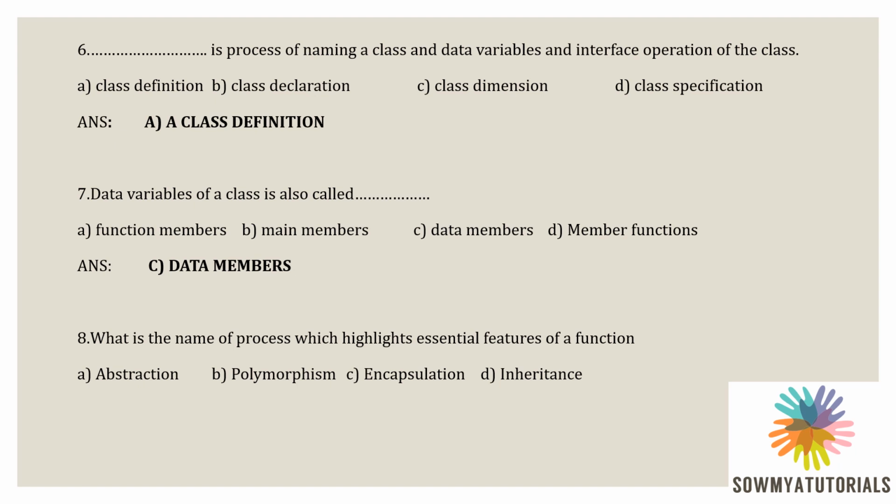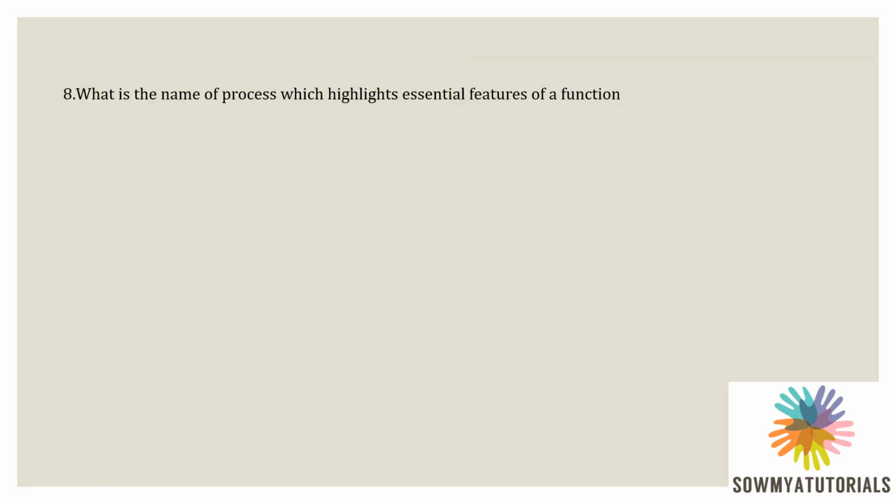What is encapsulation? The wrapping up of data and functions into a single unit is called data encapsulation. Then what is inheritance? It is the process of acquiring the properties of one object from another object. So here the correct answer we get is abstraction. Abstraction is the act of representing essential features without including any background details. So abstraction is the name of the process which highlights the essential features of a function.